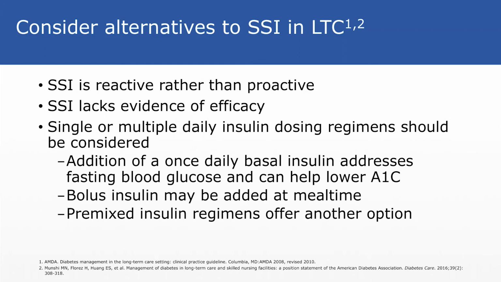Sliding scale insulin lacks evidence of efficacy. Single or multiple daily insulin dosing regimens should be considered over sliding scale insulin. The addition of a once-daily basal insulin addresses fasting blood glucose needs and can help lower a patient's A1C. Bolus insulin may be added at mealtimes if needed, or pre-mixed insulin regimens offer yet another alternative.